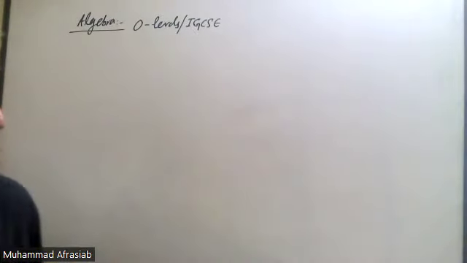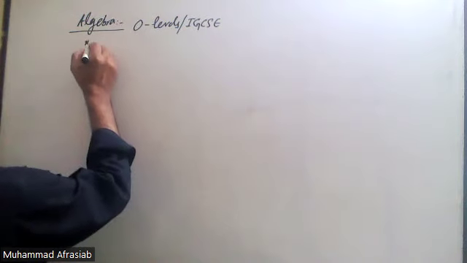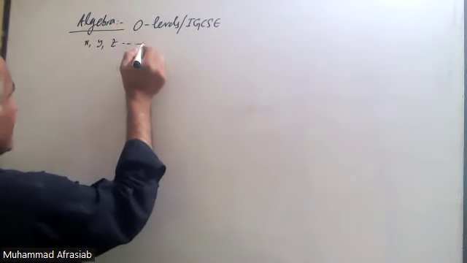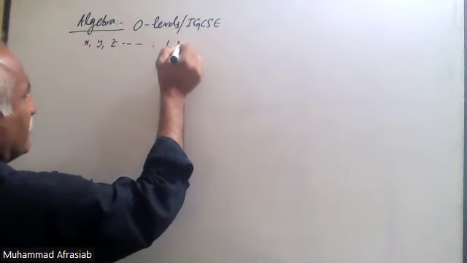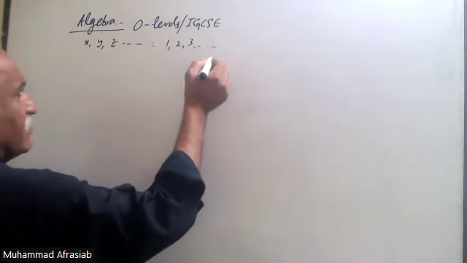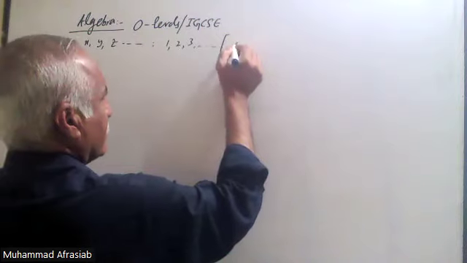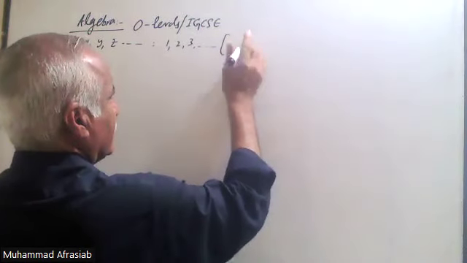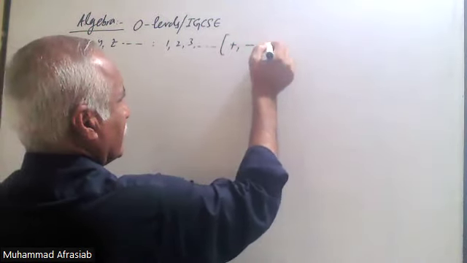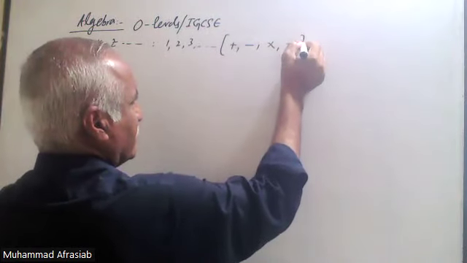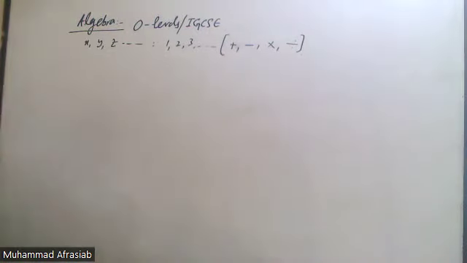Basically, algebra is the combination of numerical numbers and alphabets. So let's say x, y, z are the alphabets, and 1, 2, 3 are the numbers, with the four operations: addition, subtraction, multiplication, and division. With all these parts, we are going to define this topic of algebra one by one.